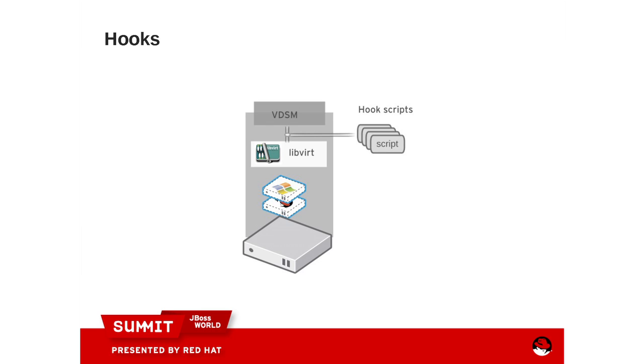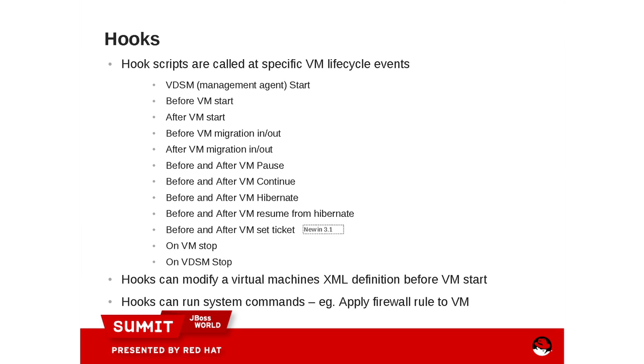The idea is at some point I want to intercept a call to libvirt. I want to change the libvirt configuration. I want to add a new property, remove something. I want to do something before we run a lifecycle action.